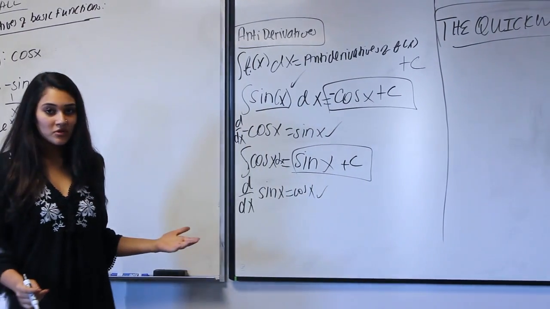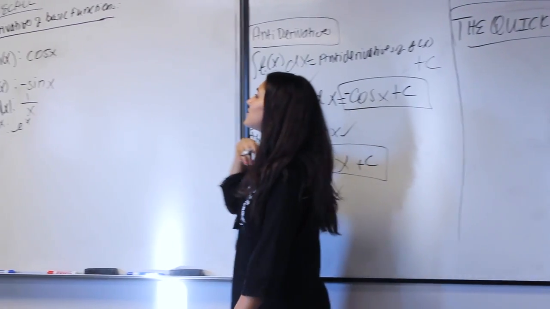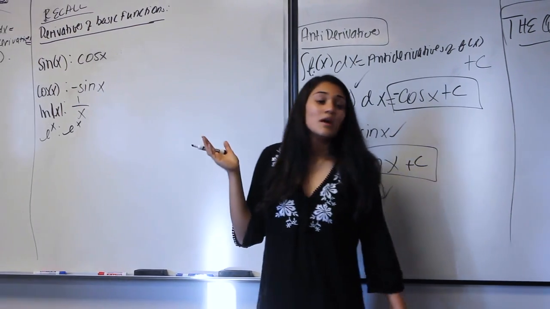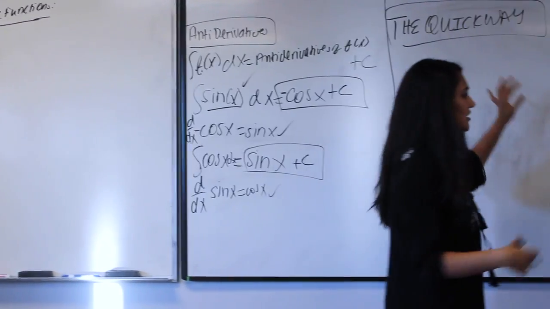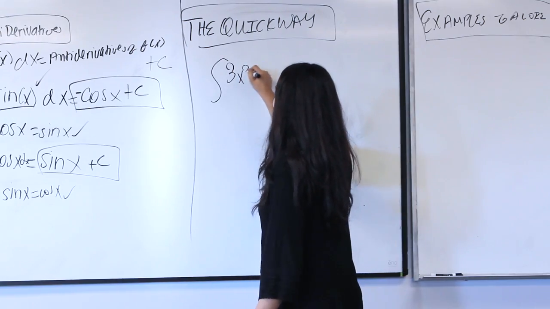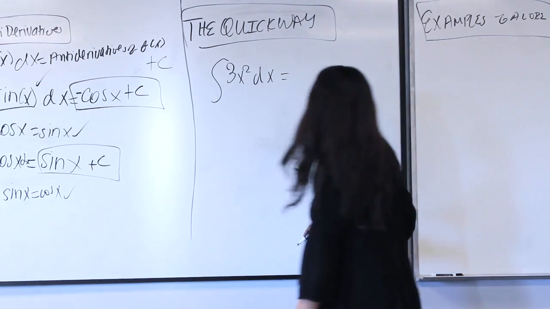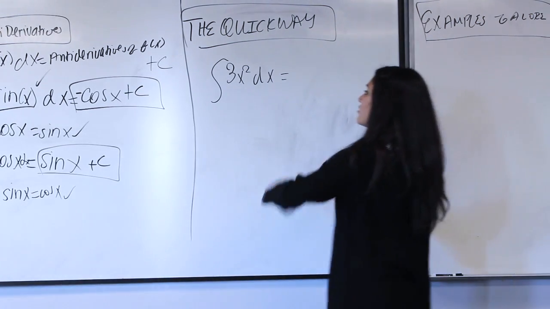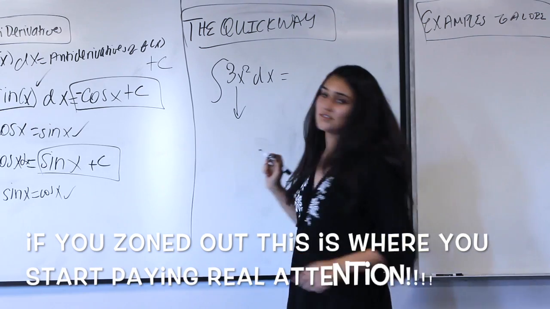Those are usually super easy, if you've memorized your derivatives of basic functions, but there are harder examples. So the integral of 3x squared dx equals... Okay, so I just want you to pull this out real quick, if that's allowed.